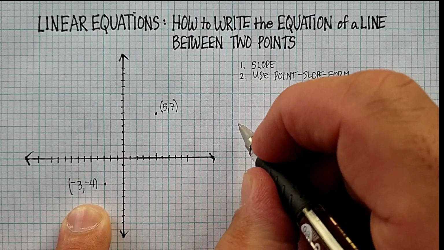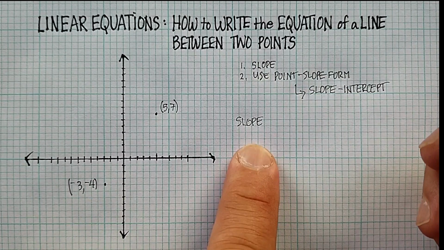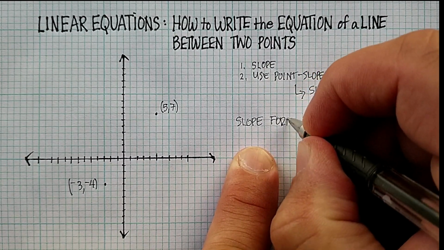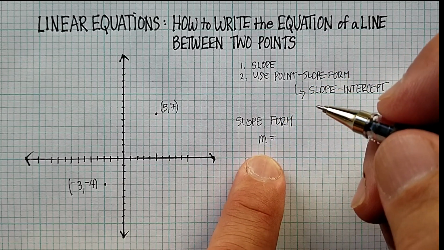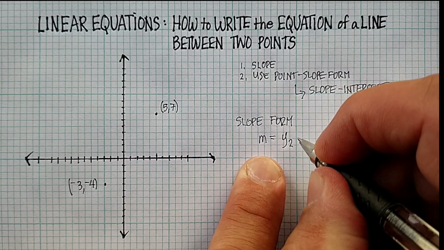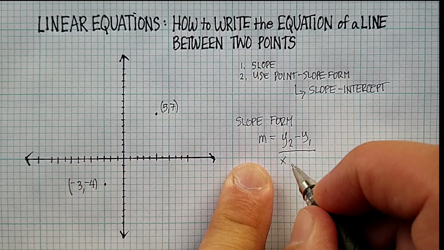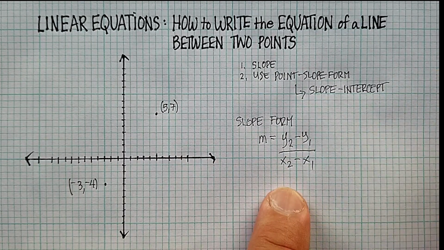So how do you find the slope of a line? The first thing you do when you find the slope of the line is to use the slope formula. The slope formula is simply m, which is the letter that we use for slope, equals y sub 2 minus y sub 1 over x sub 2 minus x sub 1. Now, what do those mean?